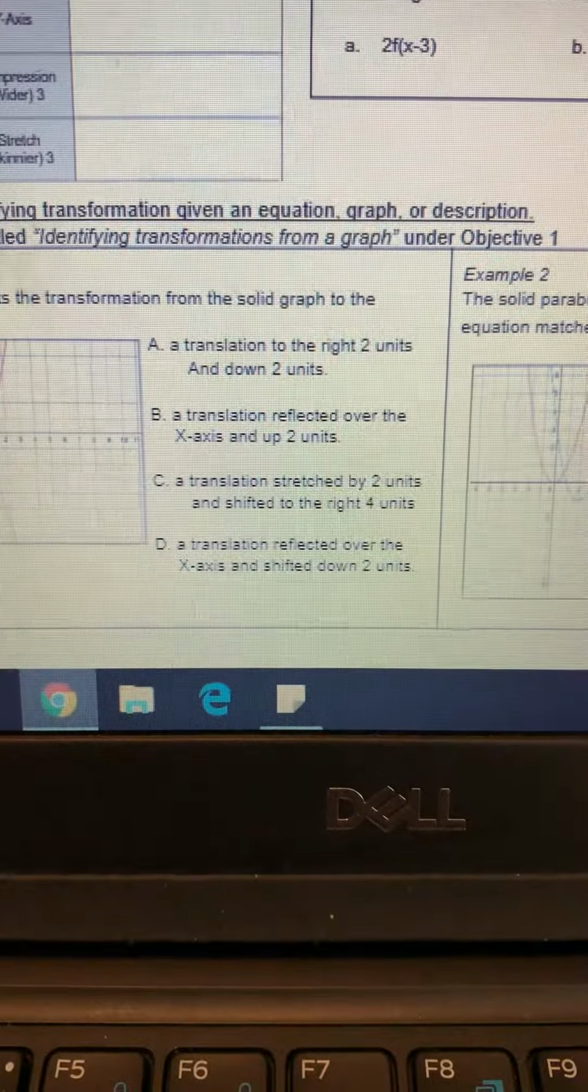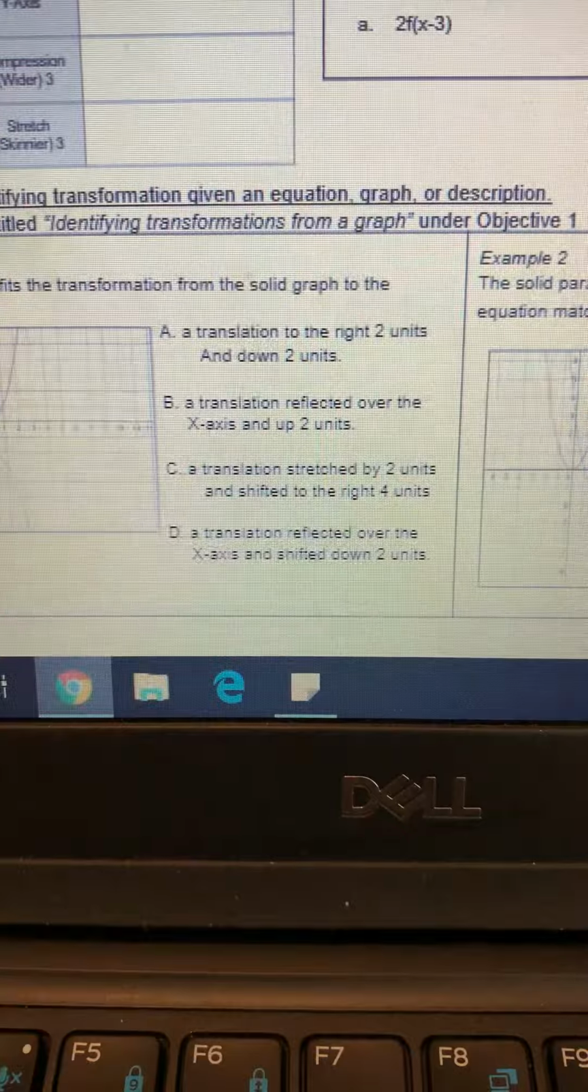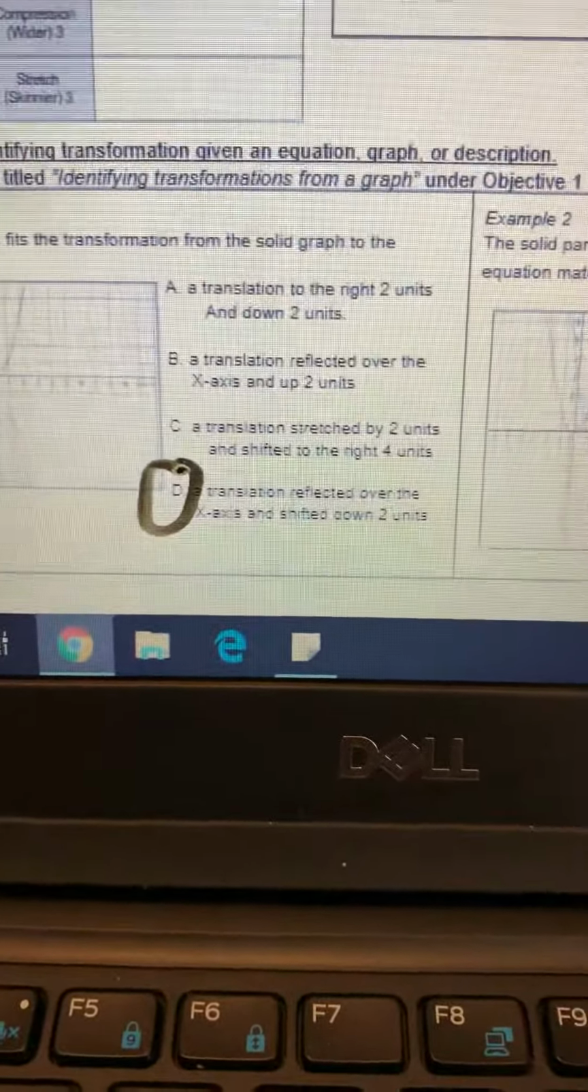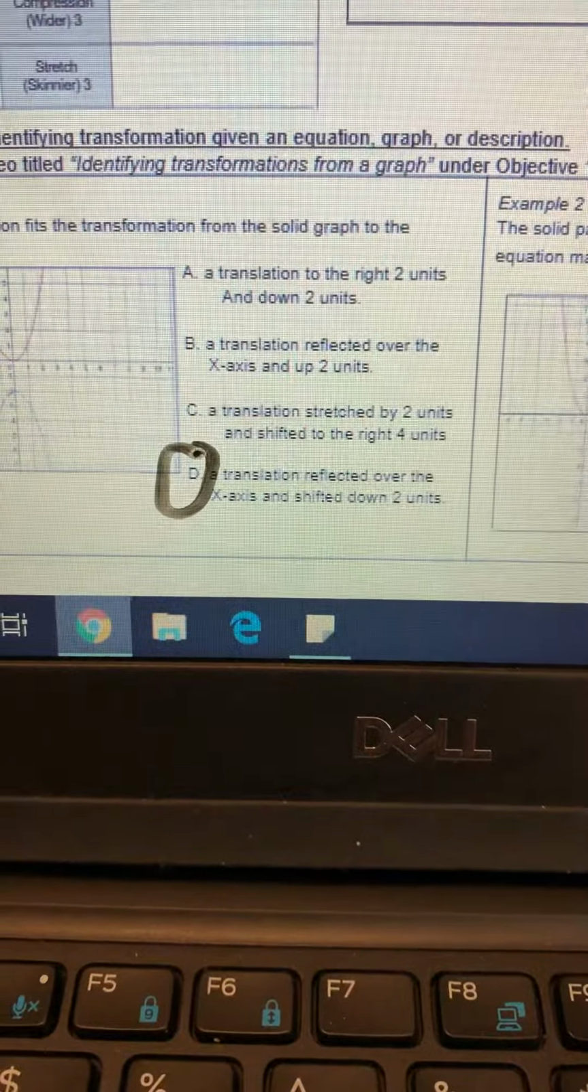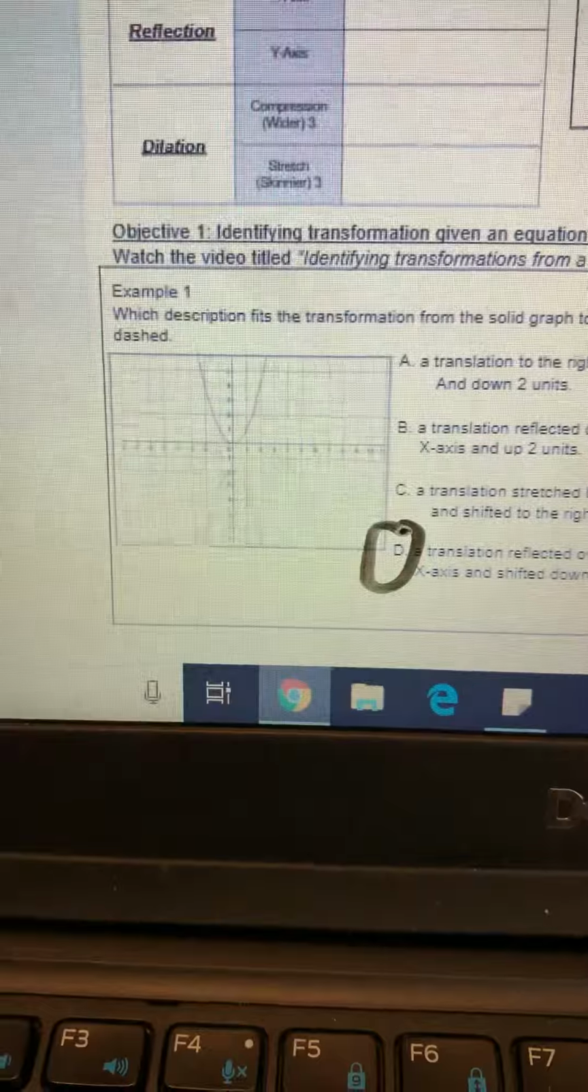So if I look at my answers here, A, B, C, and D, the one that says both down 2 and reflected over the x-axis is going to be letter D. Translation reflected over the x-axis and shifted down 2. So that is your answer for this graph.